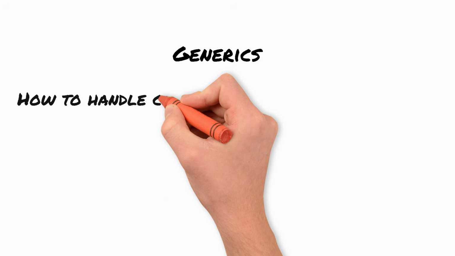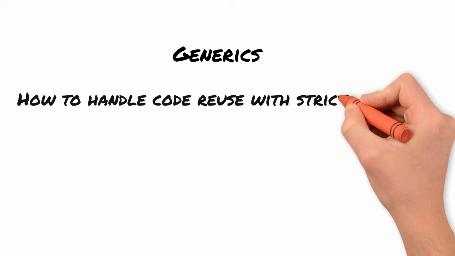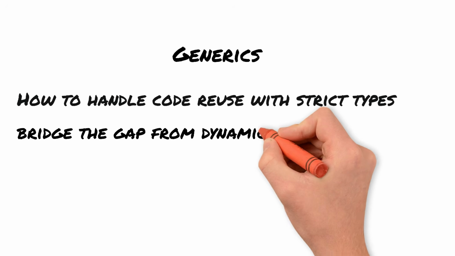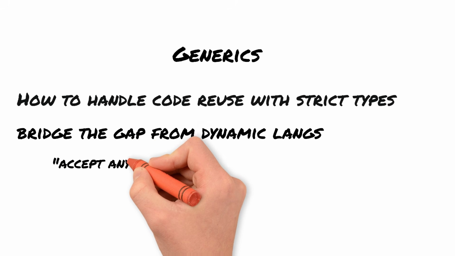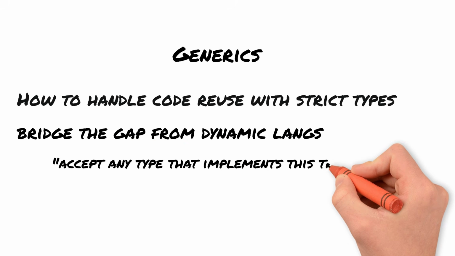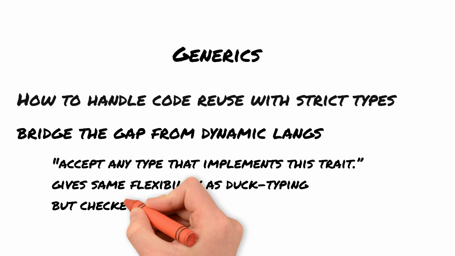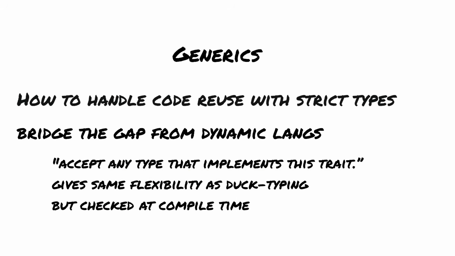Generics are how to handle code reuse with strict types. It bridges the gap from dynamic languages. Generics and traits let a function say, "I'll accept any type that implements this trait." That gives similar flexibility as duck typing, but checked at compile time.